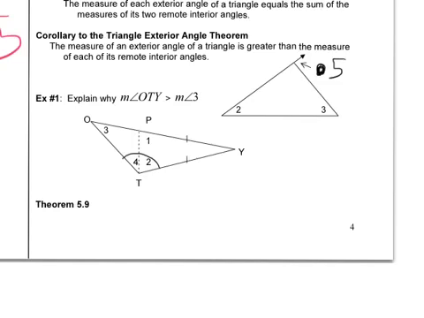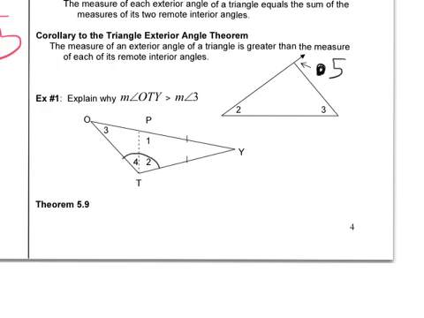It says, explain why the measurement of OTY is greater than the measurement of angle 3. Well, let's think about this. OTY is this whole angle that I have marked here. And we have to explain how we know for sure that it's bigger than angle 3. We can't just say it looks bigger. That's not what we do in geometry.